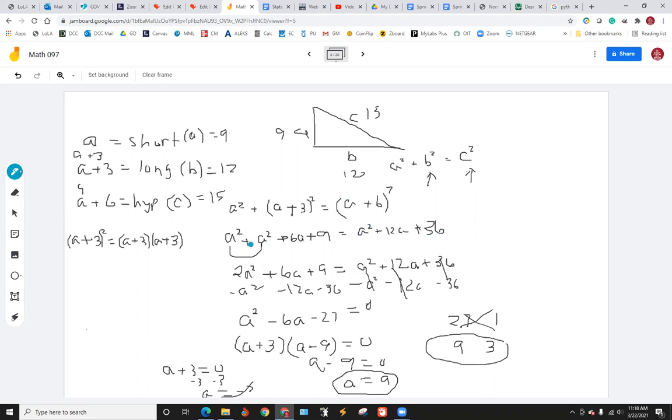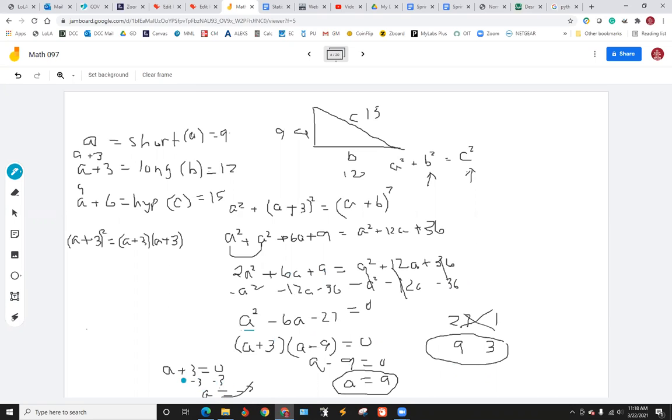All right, then we can collect like terms. A squared and A squared is 2A squared. You got 1A squared over here. When you try to simplify, subtract it, it takes away one of them, and you're just left with the A squared. All right, you're going to subtract the 12A from the positive 6A, and that gives you negative 6A. Subtract 36 from positive 9 gives you negative 27. Set that equal to 0, because that's all 0 now. And then that's factorable as A plus 3, A minus 9.